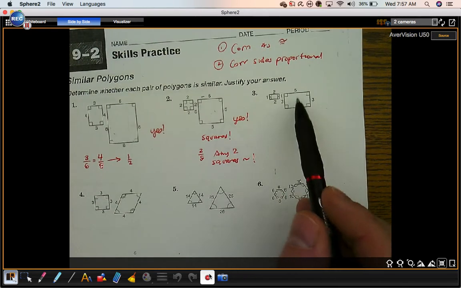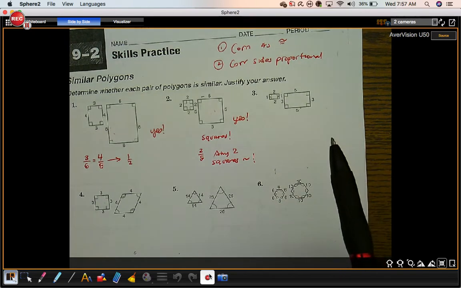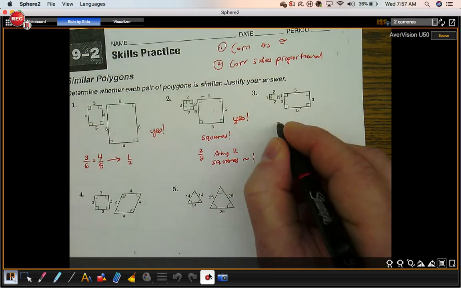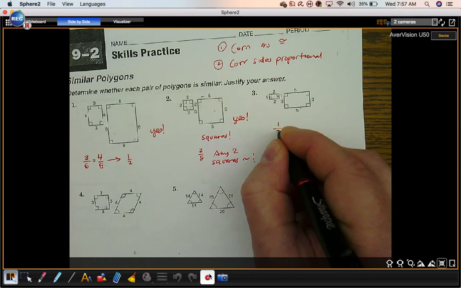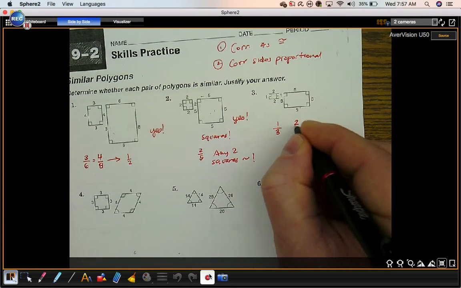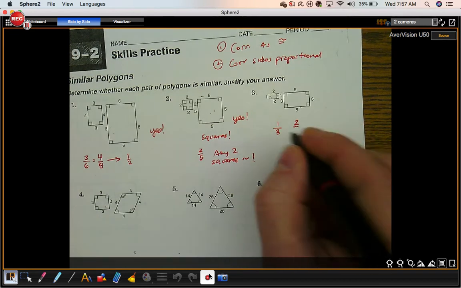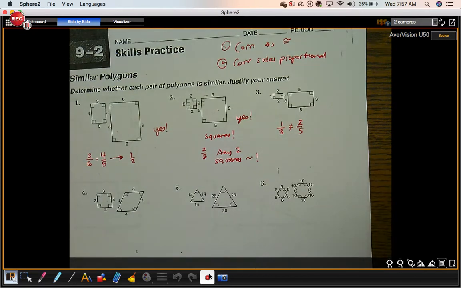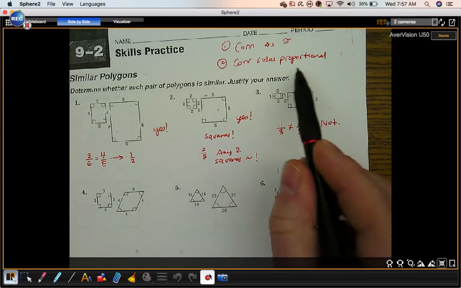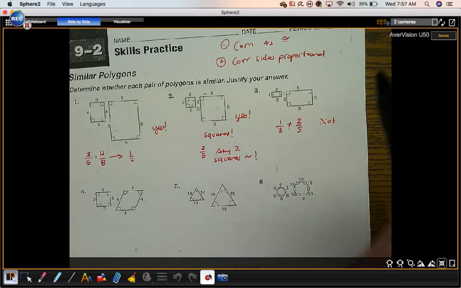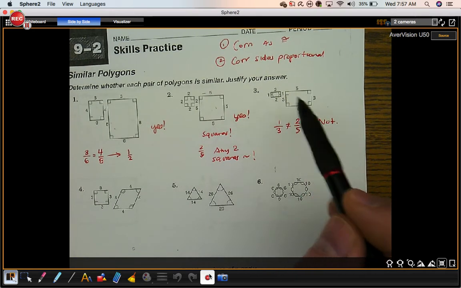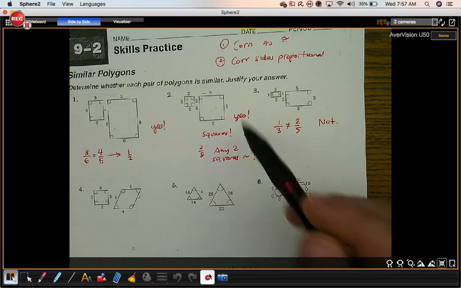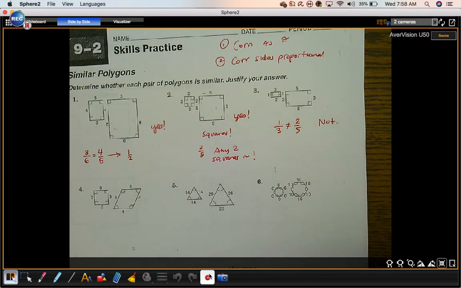We have two rectangles again, so the corresponding angles are congruent. Are the corresponding sides proportional? Let's compare. The shortest side on the small one is 1. The shortest side on the big one is 3. Biggest side on the smallest is 2, and the biggest side on the biggest is 5. Does 1/3 equal 2/5? Absolutely not. These are not similar because the corresponding sides are not proportional. So what we can take from this is two rectangles are going to have corresponding angles congruent, but the sides don't have to be proportional. All squares are similar, all rectangles, maybe not. So watch yourself.